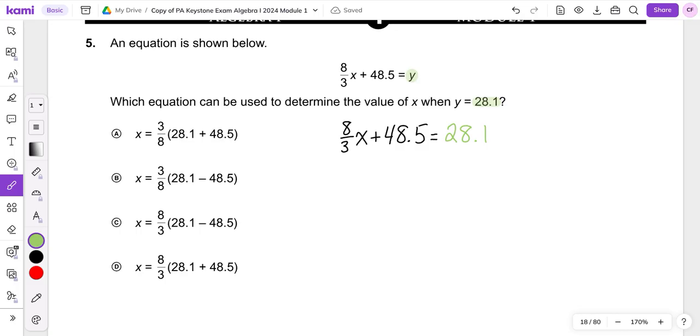Notice our multiple choice options, and the question is asking us to essentially solve for x. So we have multiple parts we have to move there. We have the 8/3 and the 48.5. We know that when we solve for variables, we typically move the number not attached to the variable first. So in order to move the 48.5 on the left to the right, we're going to subtract that.